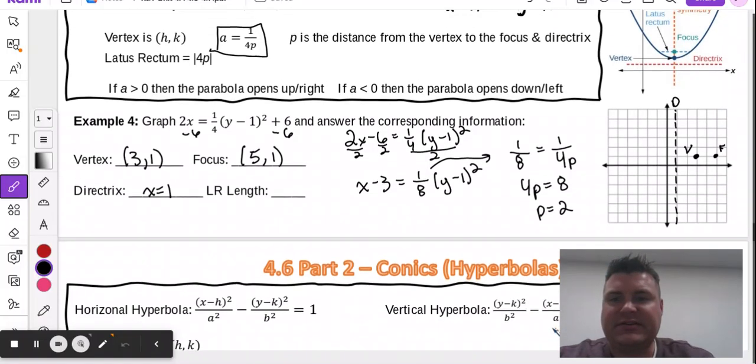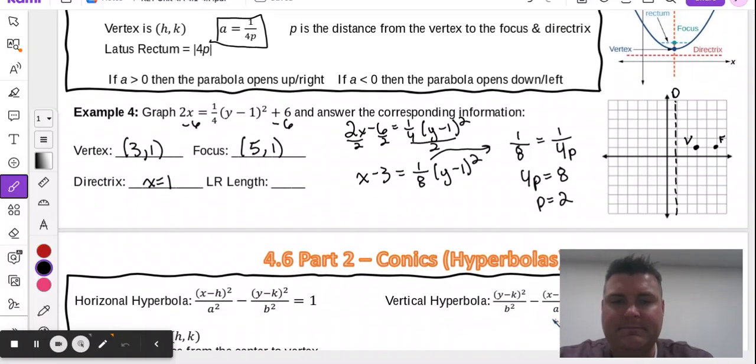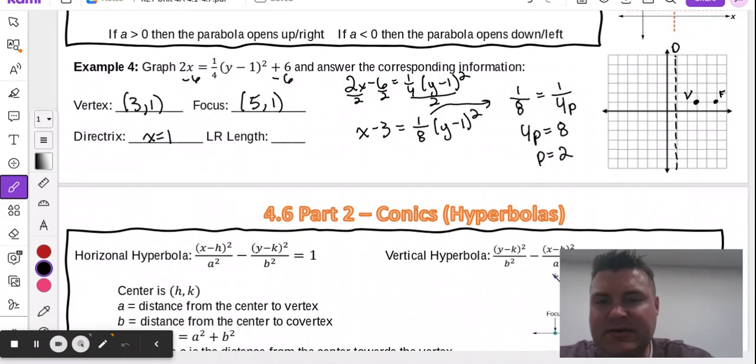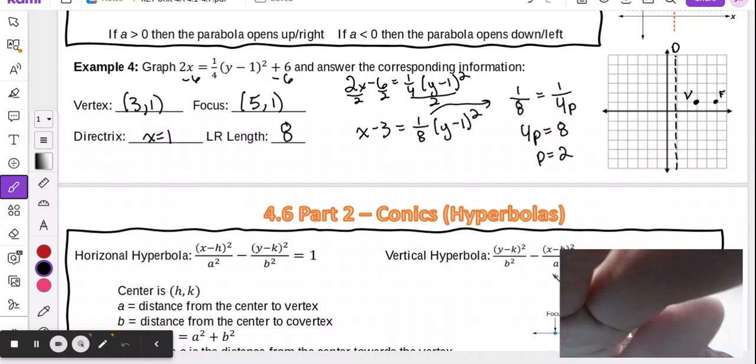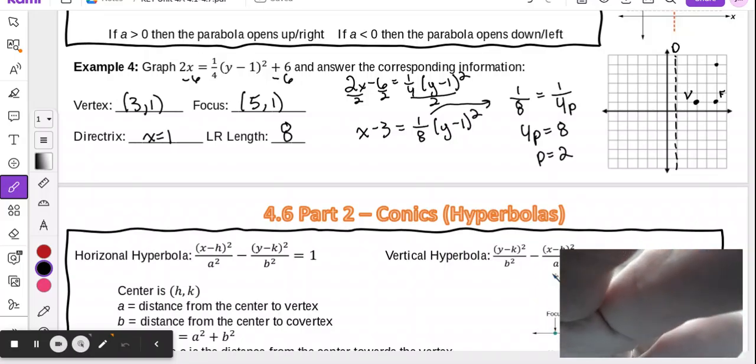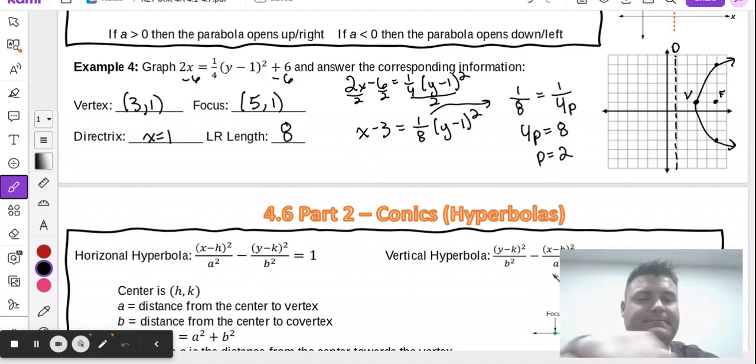Latus rectum length is going to be 8, because you just take 4 times p and it's up there. So it's going to be 8. What the heck does that mean? It just means looking at the focus, you're going to go a total length of 8. So 4 in each direction. So 4 there, 4 there, and then we can connect these points as such. And that's how you graph that.